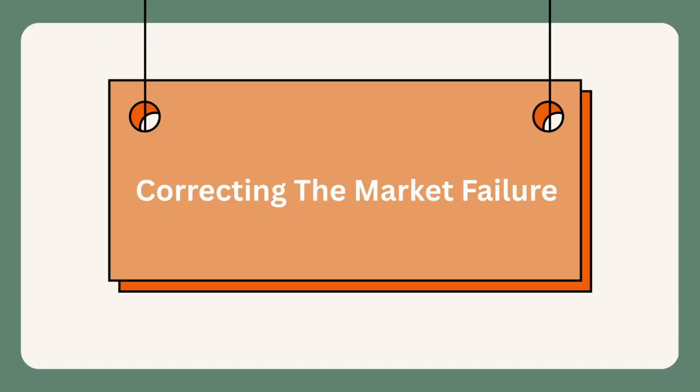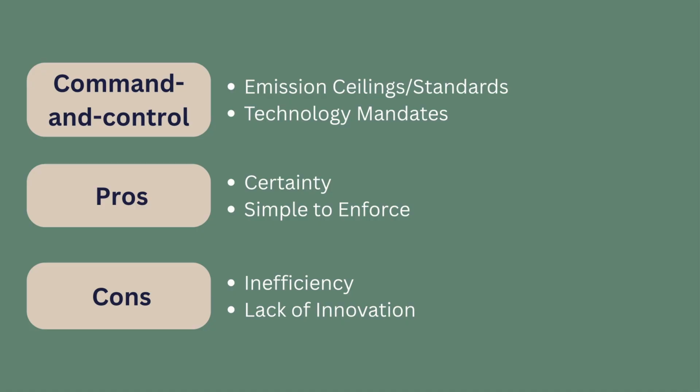Correcting the market failure. The first approach is command and control. What kind of regulation or standard could the government impose, and what are its pros and cons? One government approach is command and control regulation. This includes emission ceilings, which limit how much pollution a plant can emit per year. It also includes technology mandates, such as requiring scrubbers or other pollution control devices.